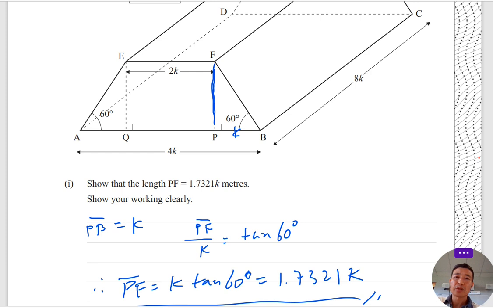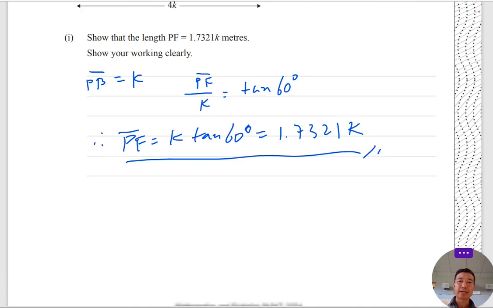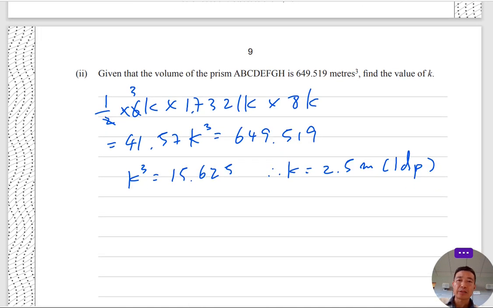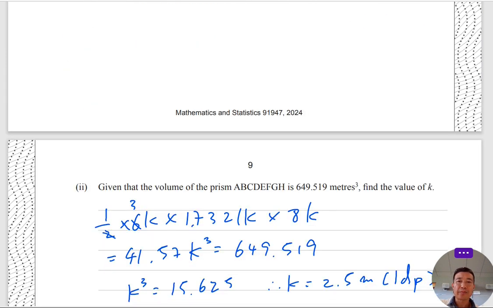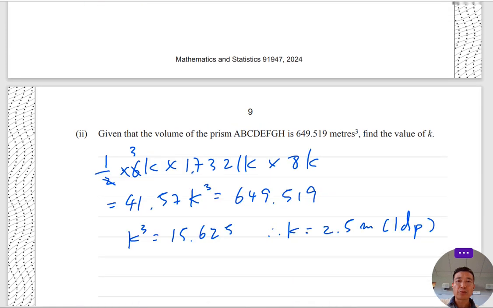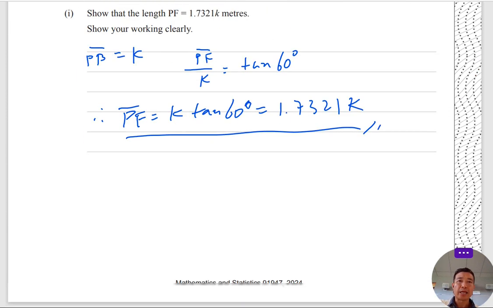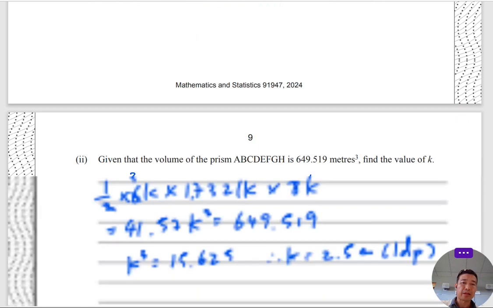Because you can think this way. You split into two triangles. So top triangle is half times height times EF, isn't it? And bottom is half times base times height. Hence, if you factorize it, half times top and bottom, and then times by height, right? So that's the one. Half times the sum is there, and the height is there, and times by, hold on, 6K being, yes, 2K plus 4K is 6K, and 1.7321K being height, and the 8K being the depth, right?